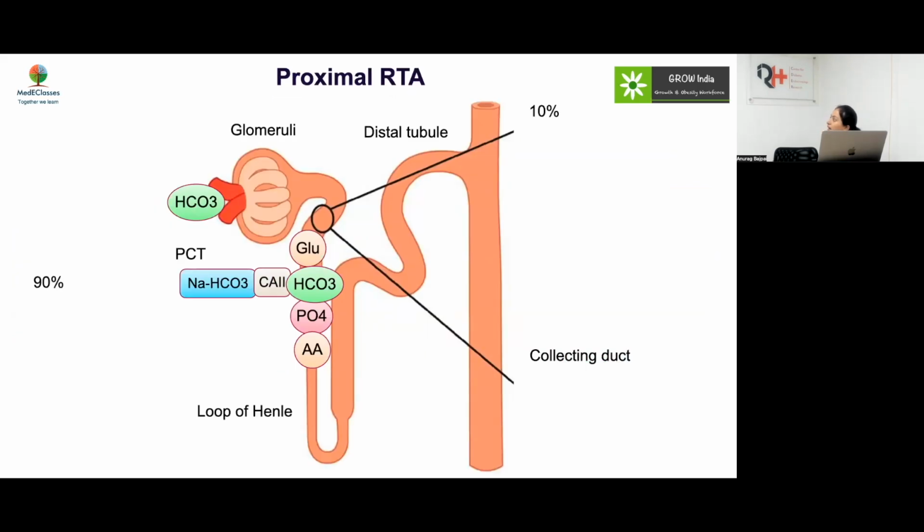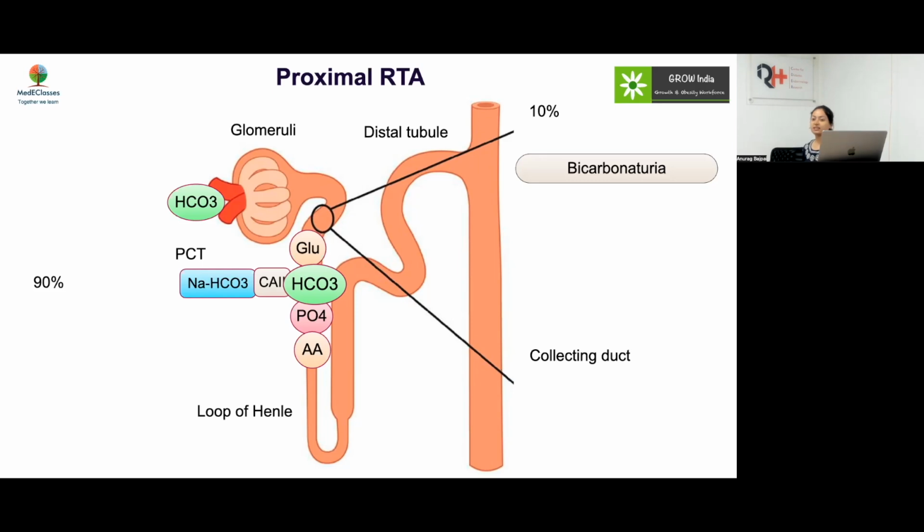Moving on to proximal RTA. Now, the primary pathology in proximal RTA, as we all know, is bicarbonaturia. This could either be an isolated problem wherein the sodium bicarbonate channel is affected, or a diffuse proximal tubular injury, which will result in glucosuria, phosphaturia, and amino aciduria along with your bicarbonaturia.